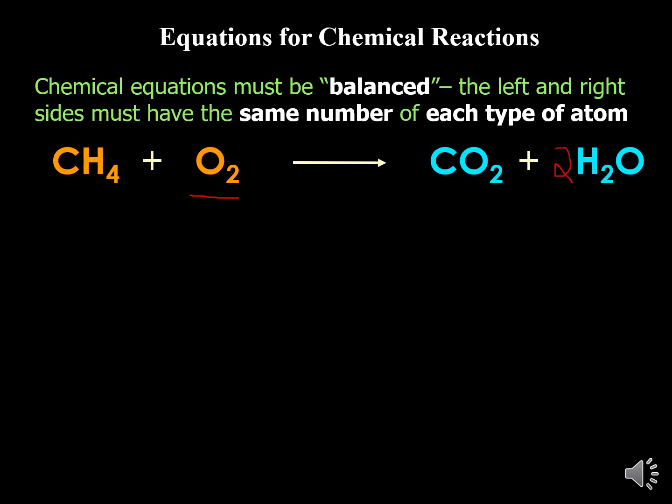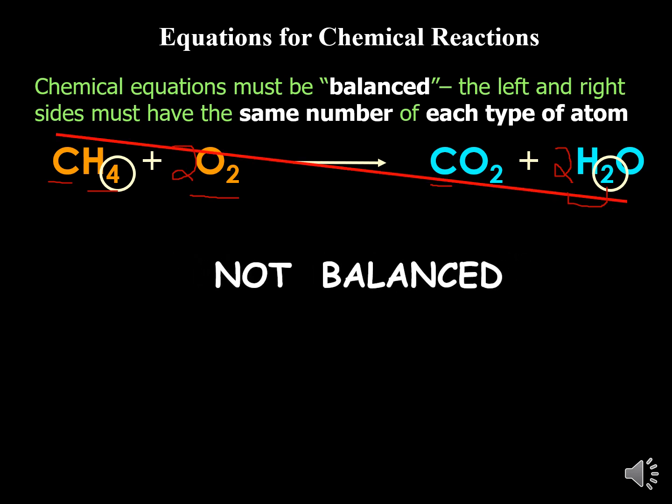Now we have 4 H's on the right, and 4 H's on the left. The carbon, we have 1 carbon on the left, 1 on the right. Let's look at the oxygens. We have 2 oxygens plus 2 oxygens, which is 4 oxygens on the right. So we should add a 2 here to get 4 oxygens on the left. We cannot change the subscripts. We can only change the coefficients.